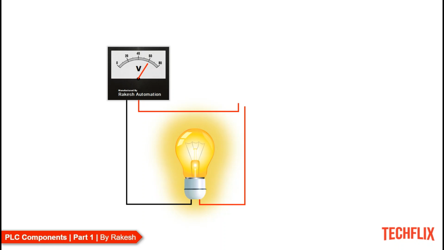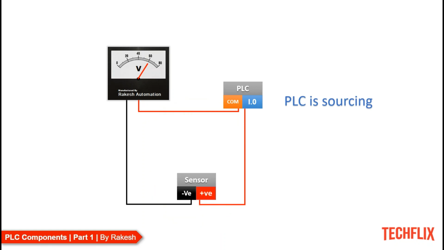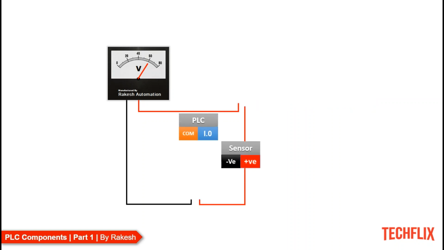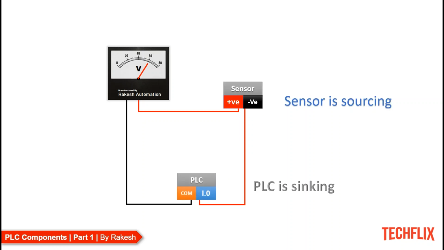Now, let's replace the switch with a PLC. What is COM, what is I0, we would discuss in further tutorials. Now just consider the PLC replaced a switch. Also, the PLC is sourcing, right? Next, let's also replace the bulb with a sensor. A sensor converts physical data such as temperature and pressure into an electrical signal. The sensor is sinking, right? Let's swap the sensor and the PLC. Now we know, the PLC is sinking, while the sensor is sourcing. I hope we understand now what PLC sinking and sourcing is, and what sensor sinking and sourcing is.